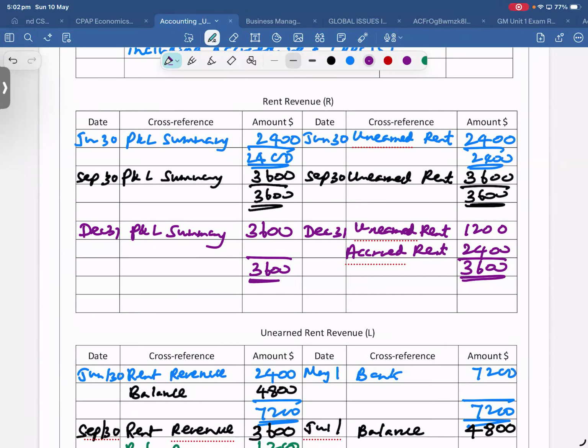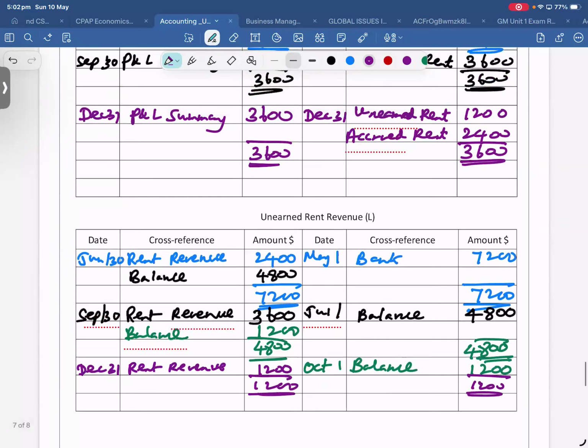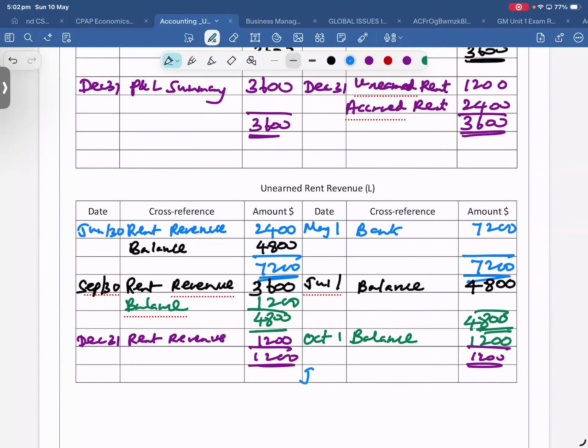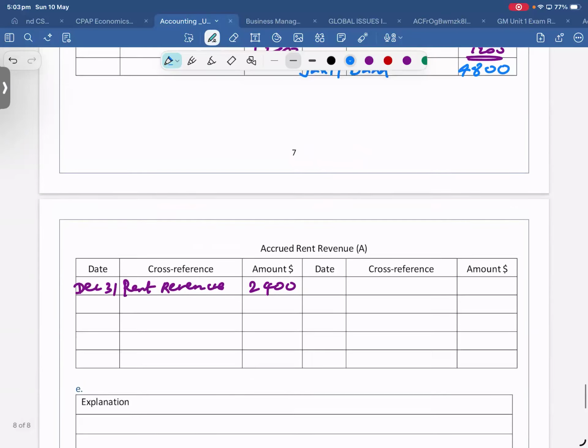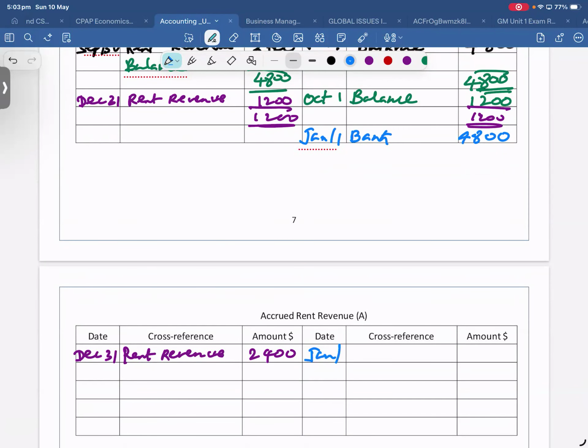Again, unearned revenue is going to be affected on the January 1st. Saying bank 4,800. And then accrued rent revenue will be received January 1st, from bank 2,400.